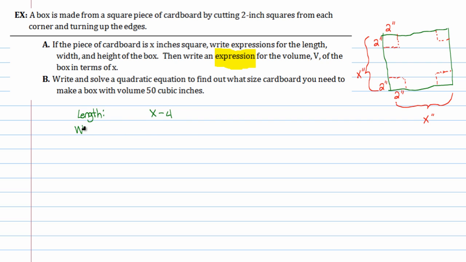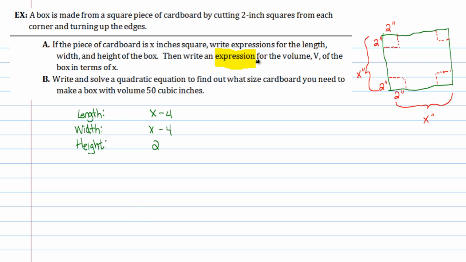The expression for the width, again, just using some logic here. The whole width is x of the cardboard square, but we're losing 2 inches top and bottom, so that's x minus 4. The height of the box, though, is kind of interesting. If you fold up these corners, they're only 2 inches tall, so the height is only 2 inches.